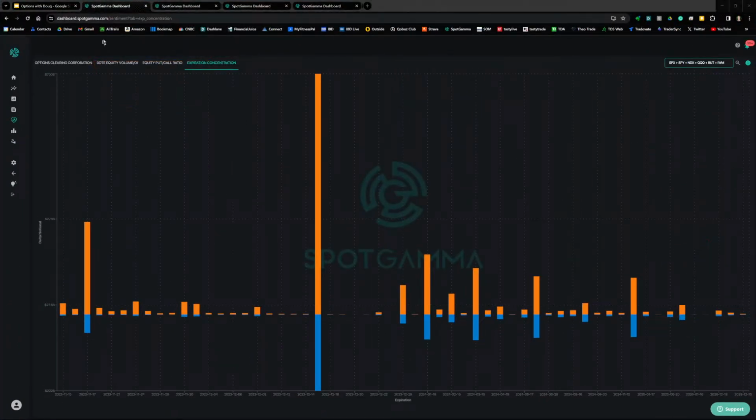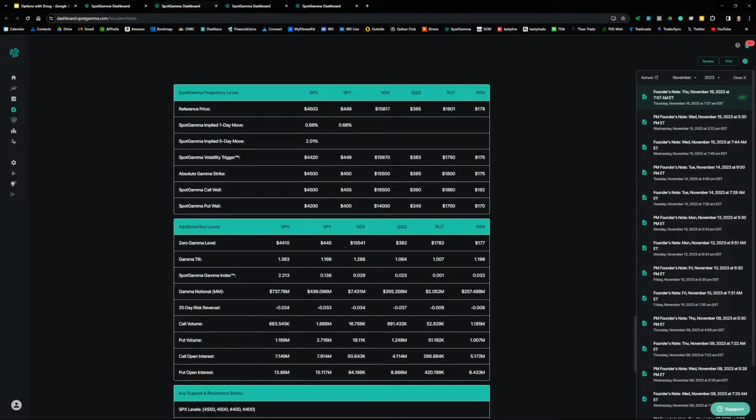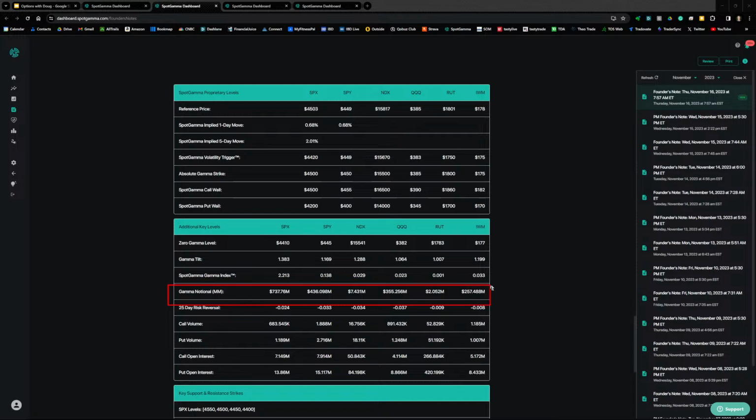Clear the drawings. Let's go to gamma notional. So what I'm looking at is market makers' position on the gamma curve at the beginning of the day for the S&P 500, NASDAQ, and Russell 2000. Note all these numbers are positive. That's highly unusual this year. I think maybe only the second day, and yesterday all the numbers were positive.